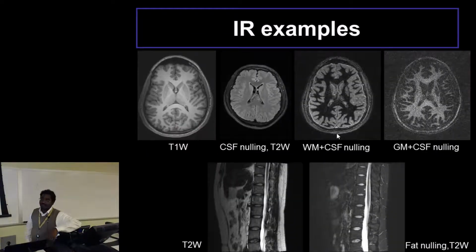So this is one example image. You can use this to do FLAIR imaging, fluid inversion, where CSF is suppressed. FLAIR is fluid attenuated inversion recovery. And that is the typical MP-RAGE image.